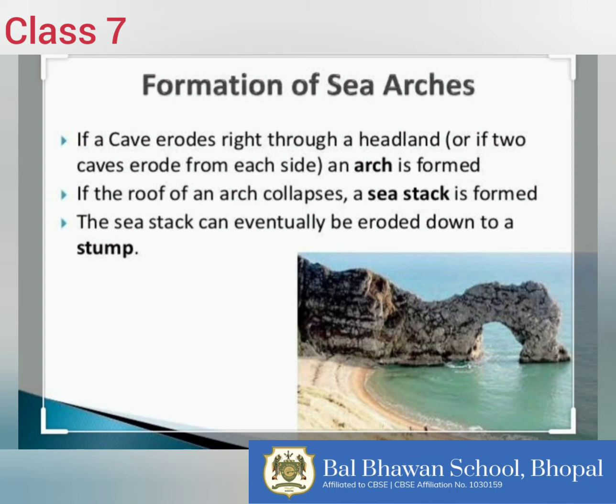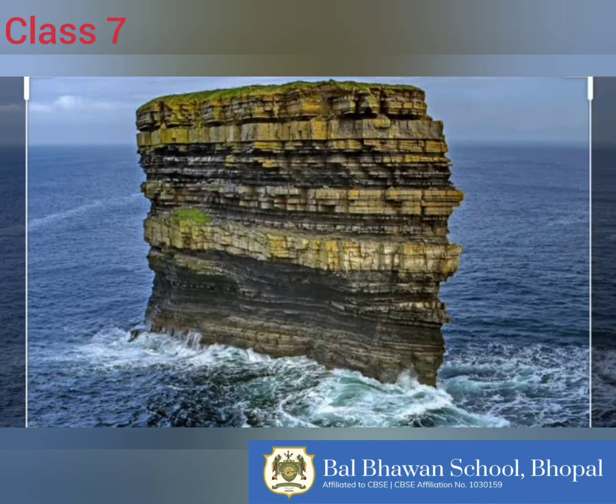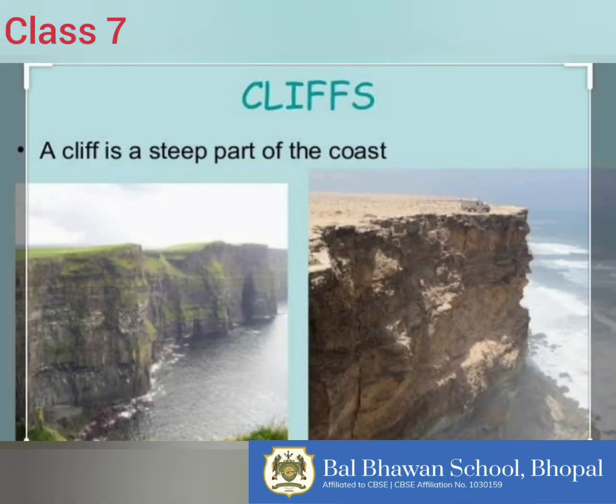When the roof of the sea arch is further eroded, it collapses. The pillars of rock are left standing in the open water. These are called stacks. A steep vertical wall facing the sea is called a sea cliff.